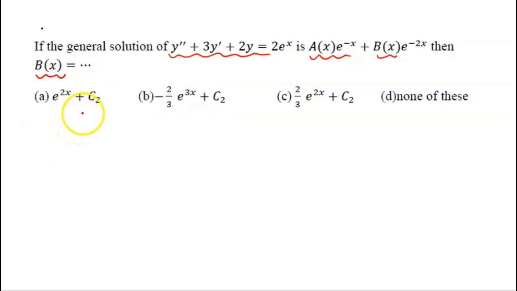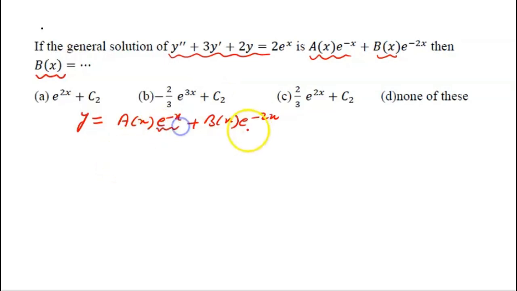So see what they are saying. They are saying that the general solution is ax e to the power minus x and bx e to the power minus 2x. I am going to explain it, so it may take some time, but once you understand, you can easily solve it. So you know what happens.